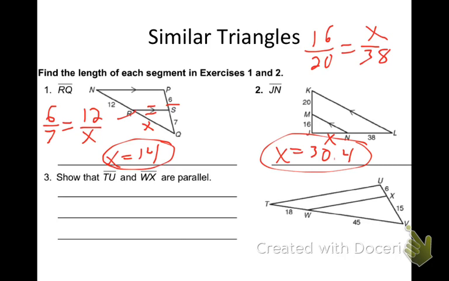Number 3, it says show that TU and WX are parallel. So to show they're parallel, the ratios or proportions have to be the same. So what are my proportions I would use to set up here, Trevor? 15/45 equals 6/8. And what do both those simplify to? 1/3. So that is true. Correct, sir. Nice job.